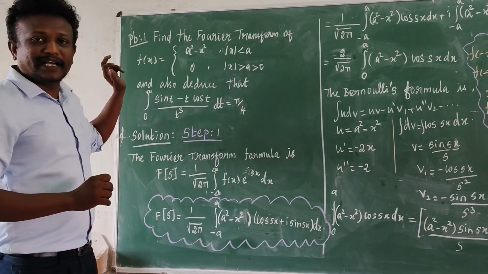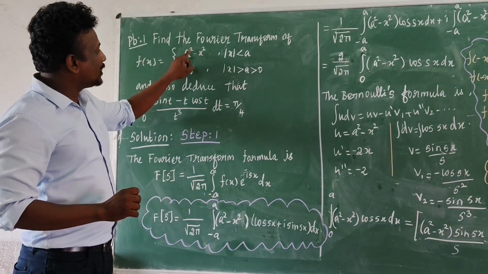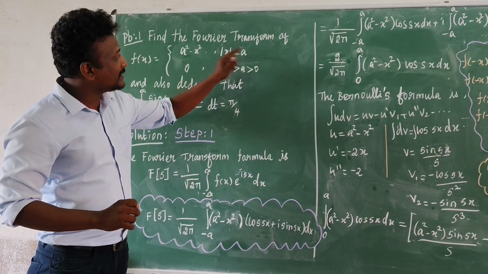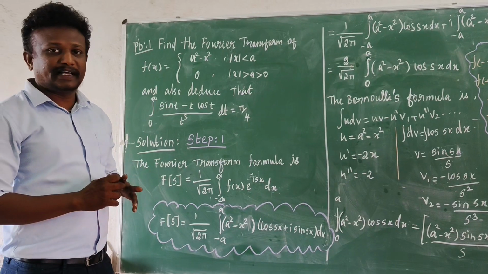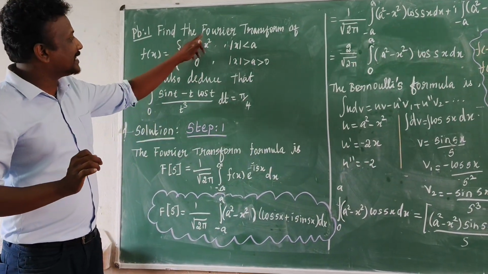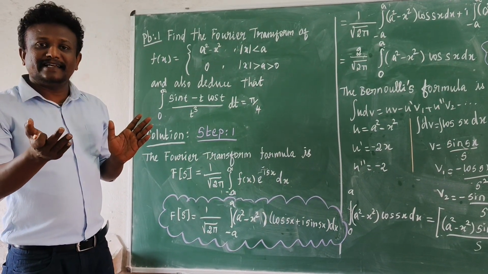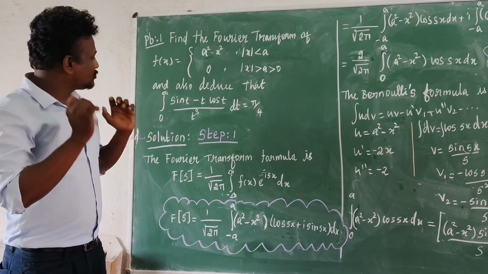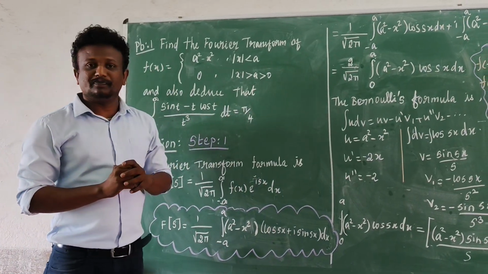So here we are given a function f of x which is defined by a square minus x square, right? When mod x is less than a. If mod x is greater than a, then your function is 0, right? So here, our task, in the first case, is to find its Fourier transform, okay? In the second case, with the help of that Fourier transform result, we need to deduce this definite integral, which is equal to pi by 4, okay?